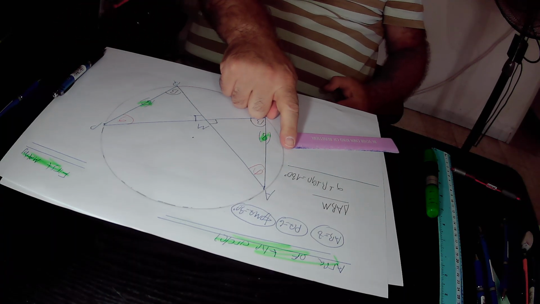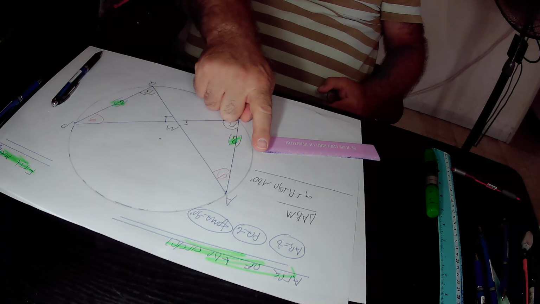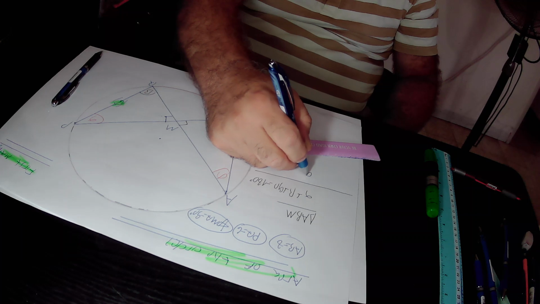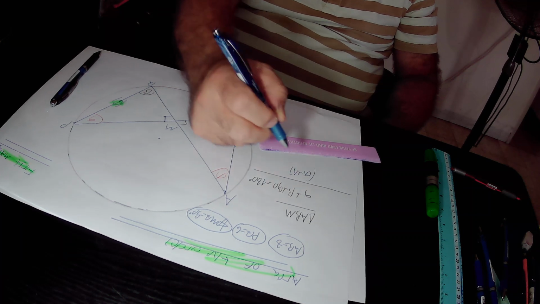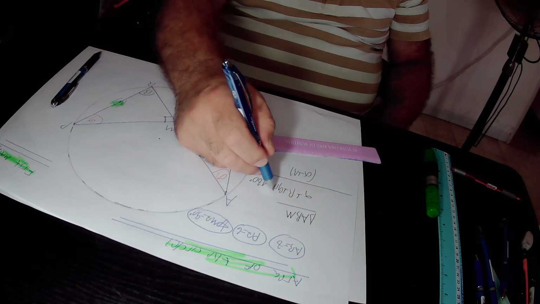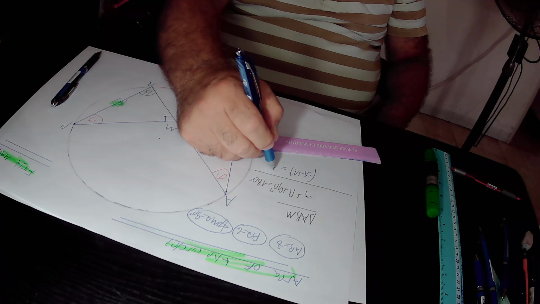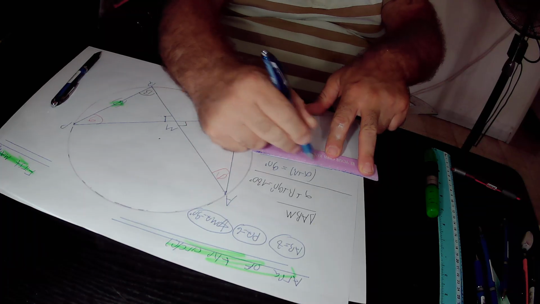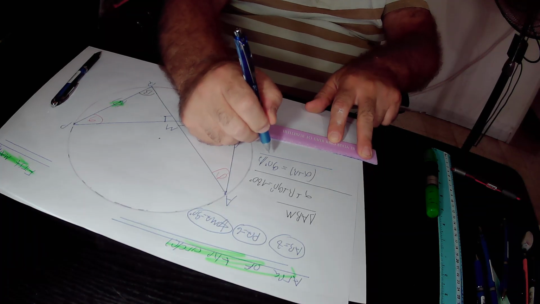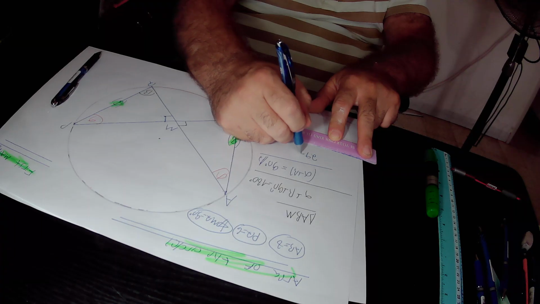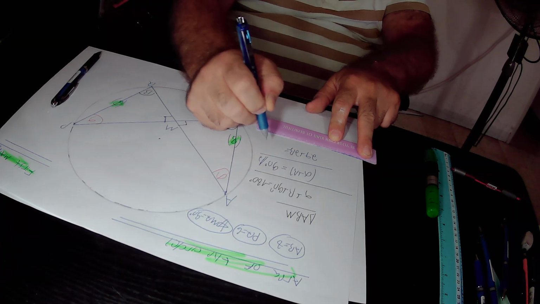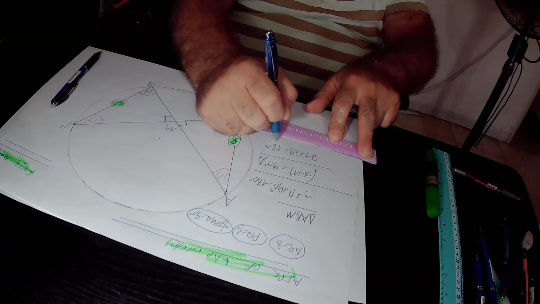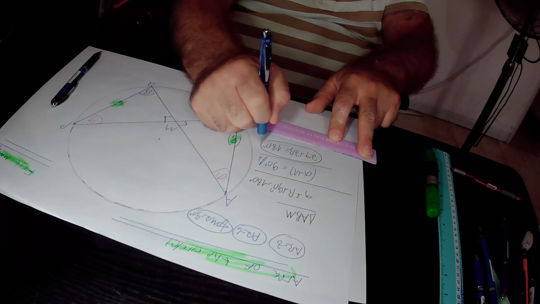Here we'll subtract 90 degrees from this equation, and we get that alpha plus beta equals 180 degrees minus 90 degrees, which is 90 degrees. So alpha plus beta equals 90 degrees. Here we will multiply this equation by 2, and we get that 2 alpha plus 2 beta equals 2 times 90 degrees, which is 180 degrees. So 2 alpha plus 2 beta equals 180 degrees.